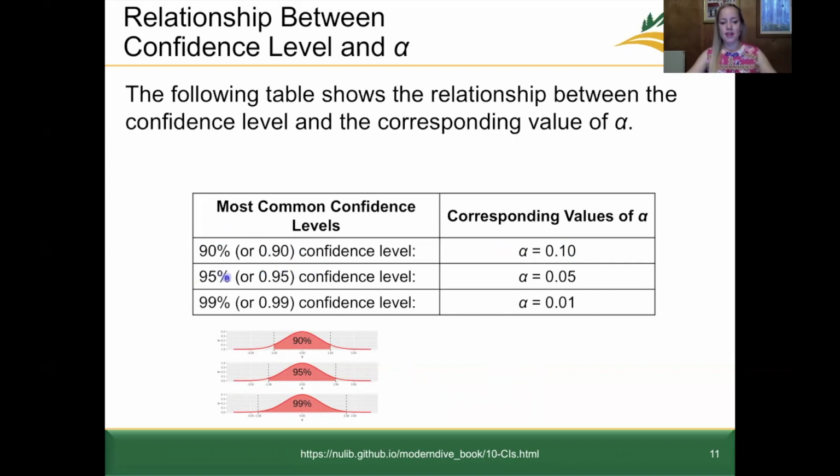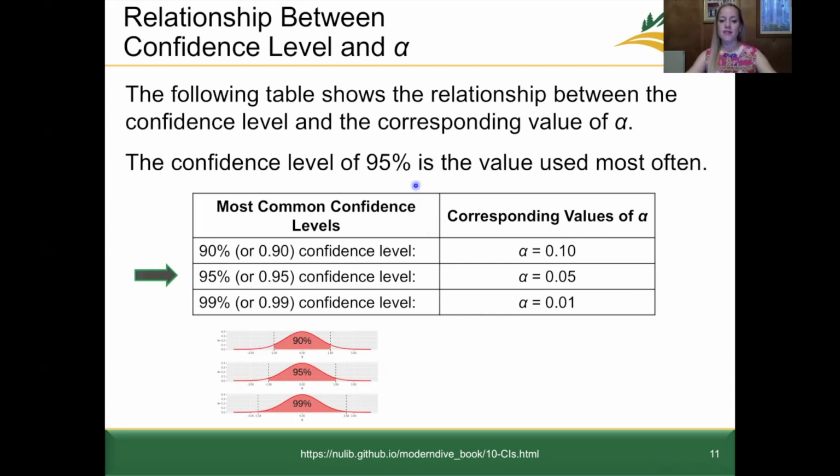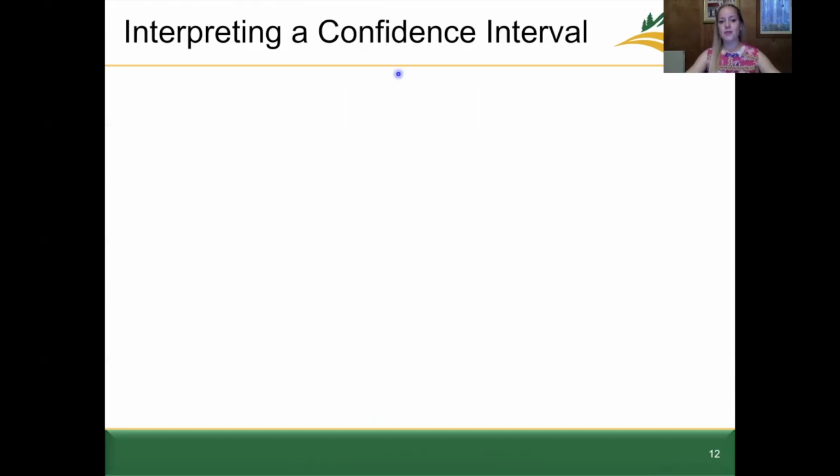We've seen this one now, so when alpha is 0.05, the confidence level is 0.95, or as a percentage, that's 95%. The third example here is when alpha is equal to 0.01, we take 1 minus 0.01, we get 0.99. Putting 0.99 into a percentage is 99%. So if we know the confidence level, either in numerical form or in a percentage, we can always know the corresponding alpha value and vice versa. It happens that the confidence level of 95% is the value used most often, so this one here in the second row.